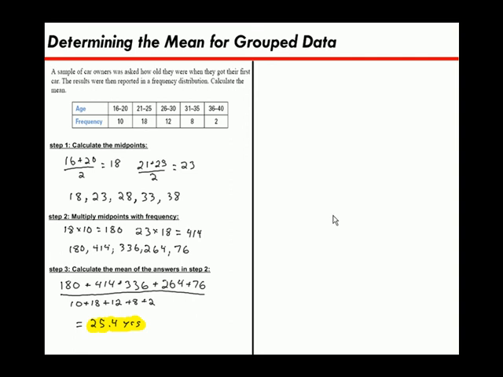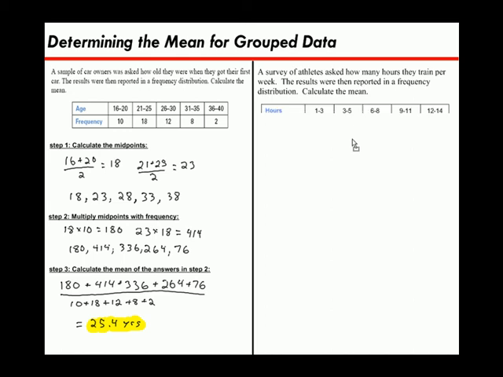Let's have a look at a similar problem that you can try on your own, and I'll post the solution when you're ready to look at it. A survey of athletes asked how many hours they train per week. The results were then reported in a frequency distribution. Calculate the mean, and you've been given a table that looks like that, where we have our intervals and our frequency. So try that one out using the steps that I showed you on the left, and I'll post the solution when you're ready.